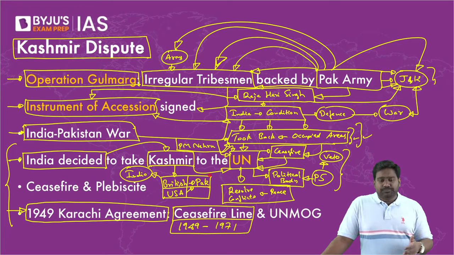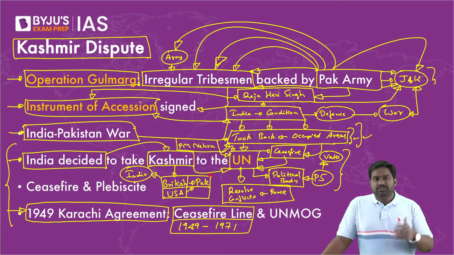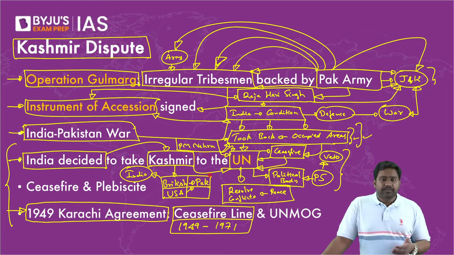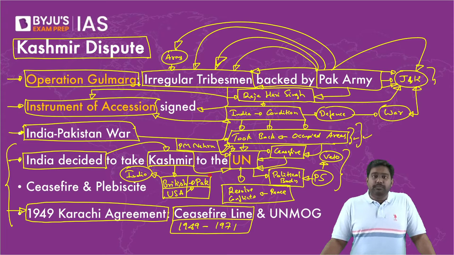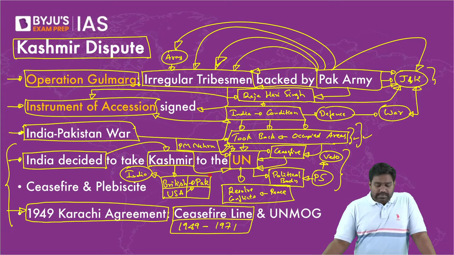Also, the British, inherently, they always had an inclination to Pakistan rather than India. This was all because of the colonial hatred that was left behind. So at the UN, there was a clear bias against India. There was a clear bias in favor of Pakistan, and this is where India rejected the UN's approach.